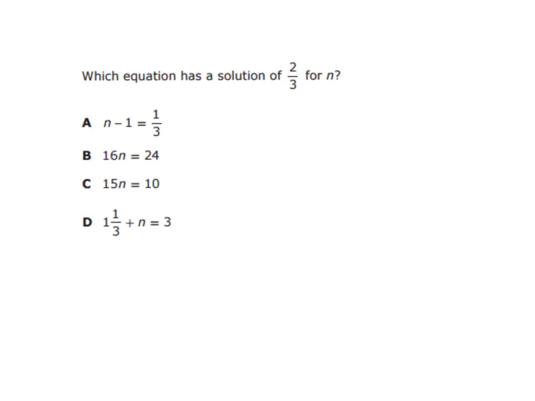This is a STAAR release question, which means this is a way that Texas has tested this one before. It says, which equation has a solution of 2/3 for n? And what this means is wherever n is, it should be 2/3. So they're telling you that n is equal to 2/3. So that is the solution for any of these equations. So when we're looking for which equation, we're looking for the one true one and we're going to have 3 false ones.